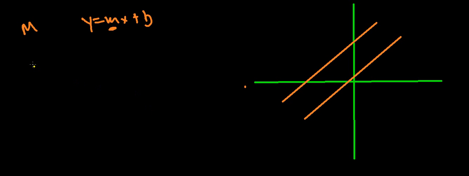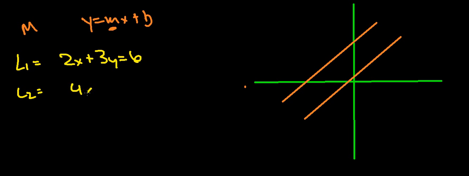Suppose we had two lines. Our first line is 2x plus 3y is equal to 6, and line 2 is 4x plus 6y is equal to 0. And I want to know if these lines are parallel or not. So like we were just discussing, parallel lines have the same rate of change. So that means if they have the same slope, they're parallel. So let's find out if they have the same slope or not.